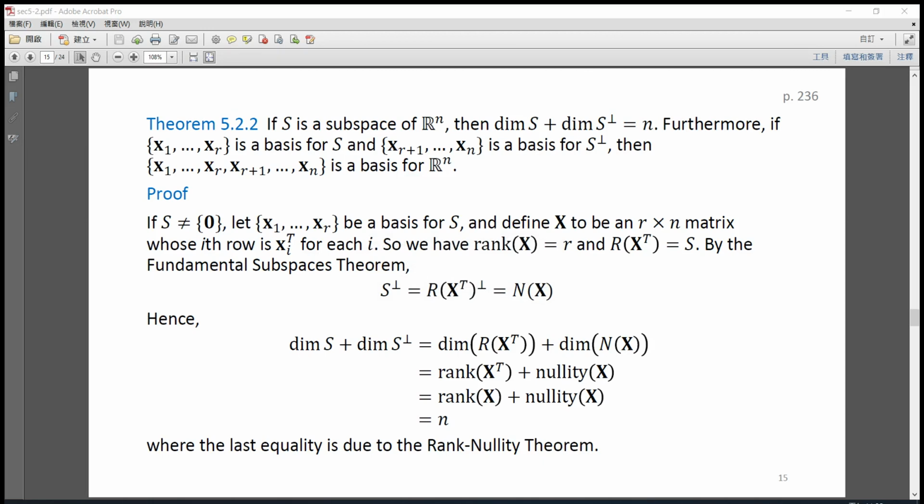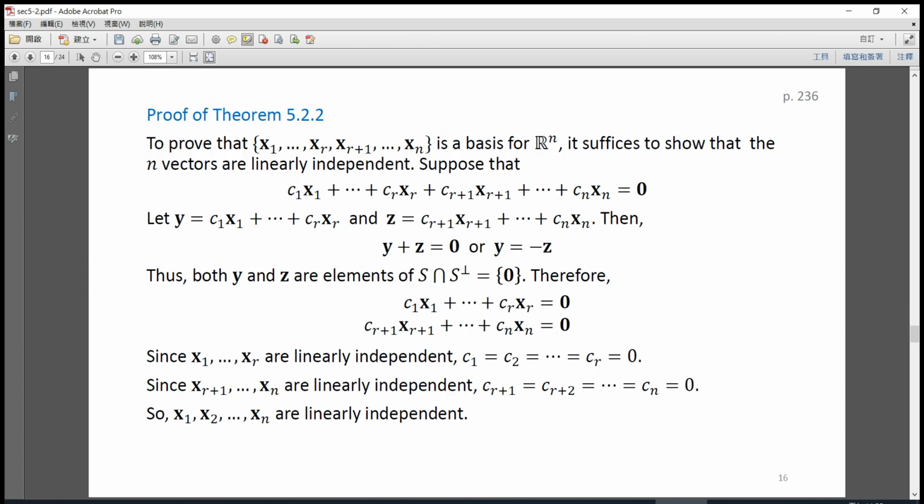Next, we prove the second statement. If x1, x2 up to xr is a basis for S, and xr plus 1, xr plus 2 up to xn is a basis for S perp, then the union of the two bases is a basis for Rn. It suffices to show that the n vectors are linearly independent, because the dimension of Rn is n, and thus if the n vectors are linearly independent, then the n vectors can span Rn.